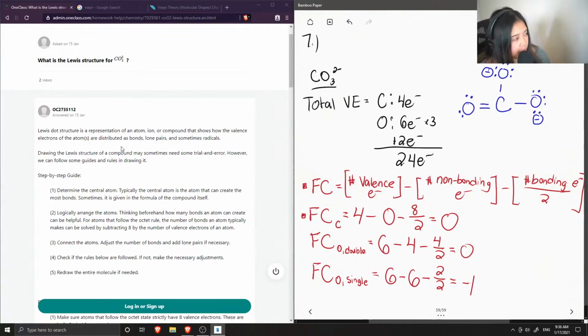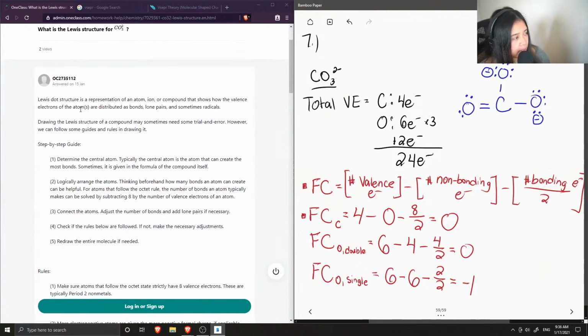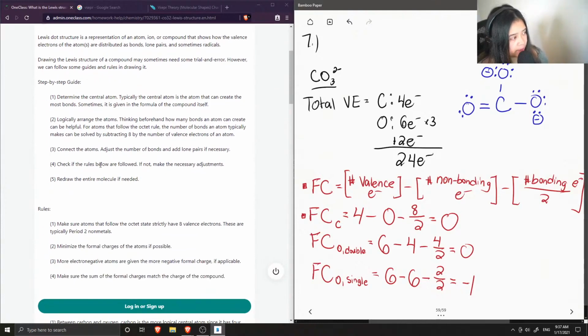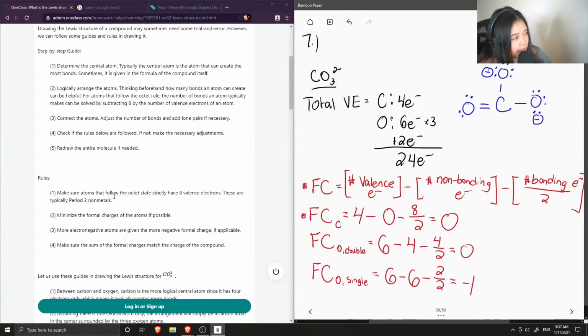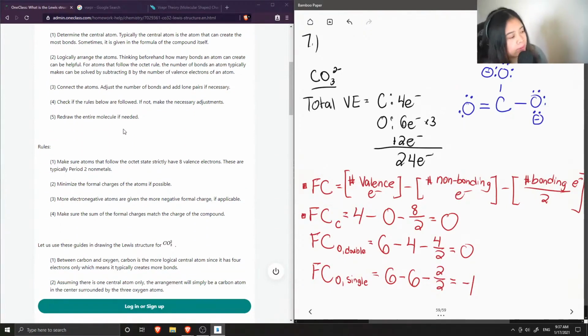So the junior tutor said that a Lewis dot structure is a representation of an atom, ion, or compound that shows how the valence electrons of the atoms are distributed as bonds, lone pairs, and sometimes radicals. So they have a nice step-by-step guide. Determine the central atom. Yep. Logically arrange them, connect them, and then check if the following rules are followed, make necessary adjustments, and then you might need to redraw the entire molecule, but hopefully you can just try to get it right the first time.